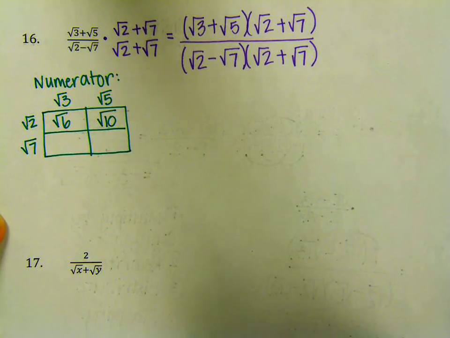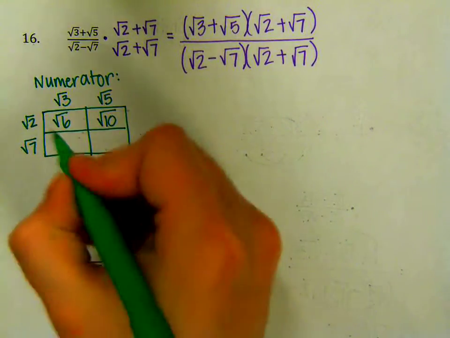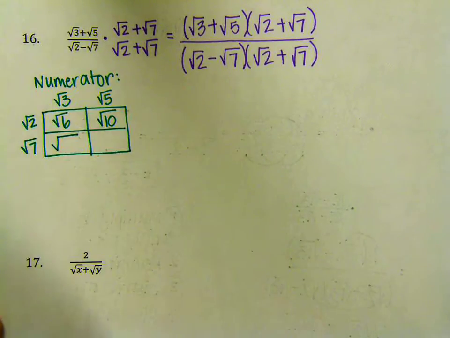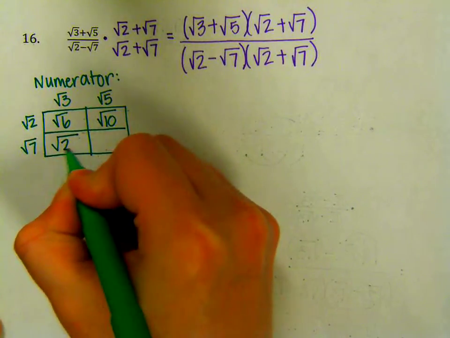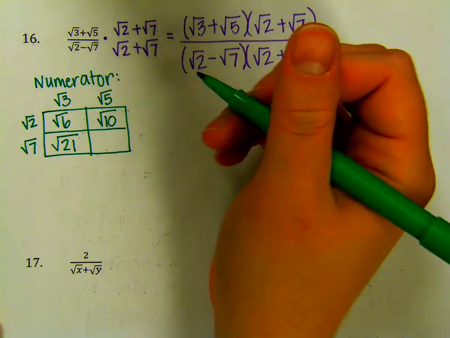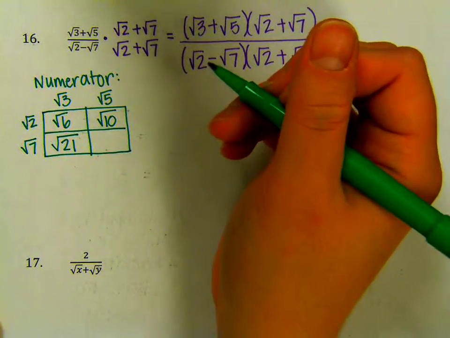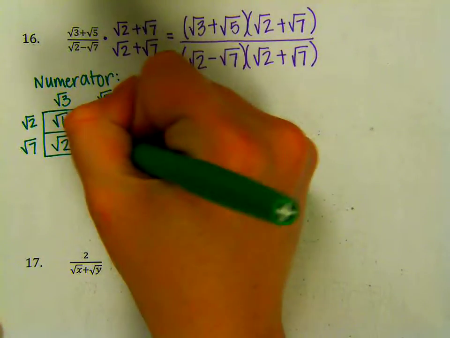All right, what is square root of 7 times square root of 3? So confident. What is square root of 7 times square root of 3? Yeah, well, square root of 21. And what is square root of 7 times square root of 5? What is 7 times 5? Thank you, square root of 35.